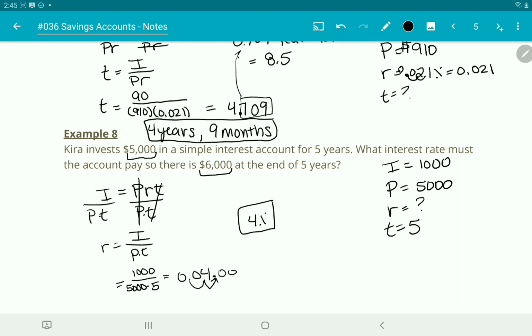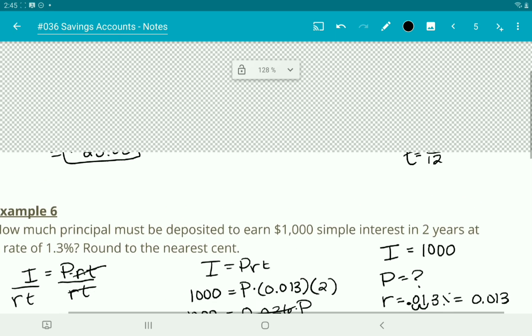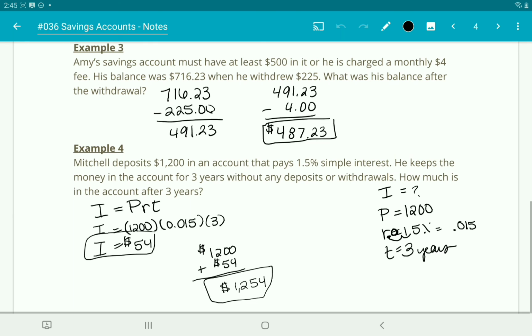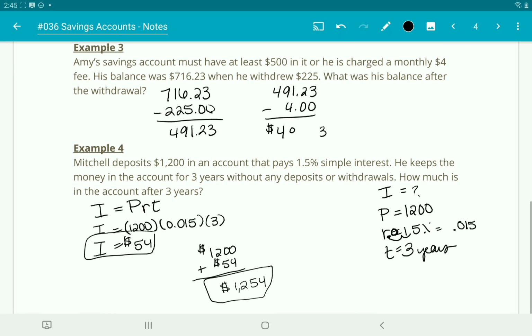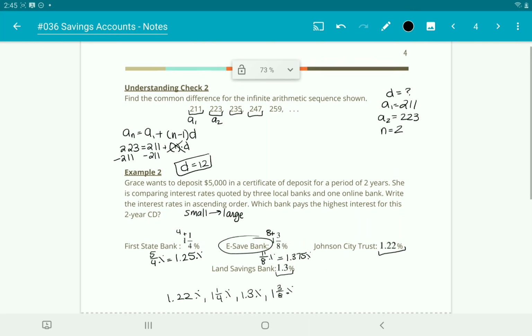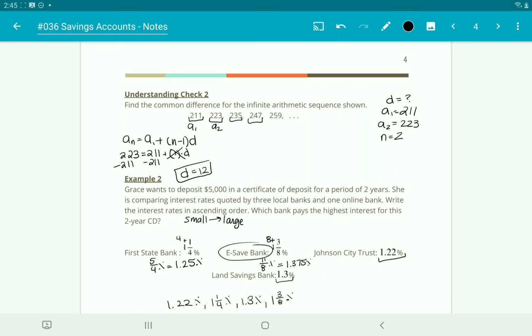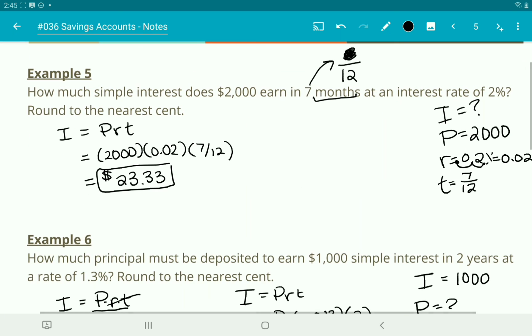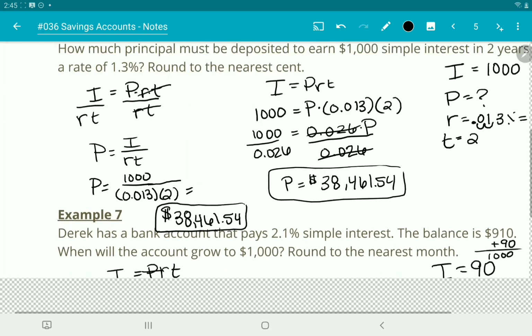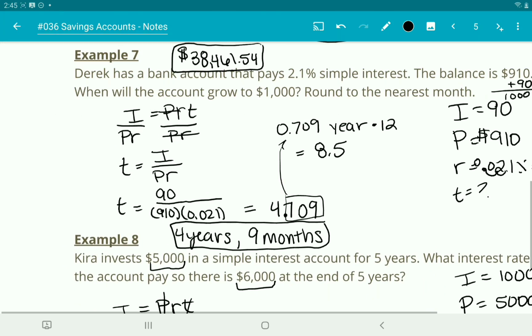So again, for all of these problems, it's either going to be one of the arithmetic ones where you have a sub n is equal to a1 plus n minus 1 times d, or it's going to be one of these where you use I equals PRT. Okay, remember, if it tells you in months, you put whatever number divided by 12 as the time. If you end up solving for time, the whole number is going to be how many years. Whatever's past the decimal times 12 is going to give you how many months.